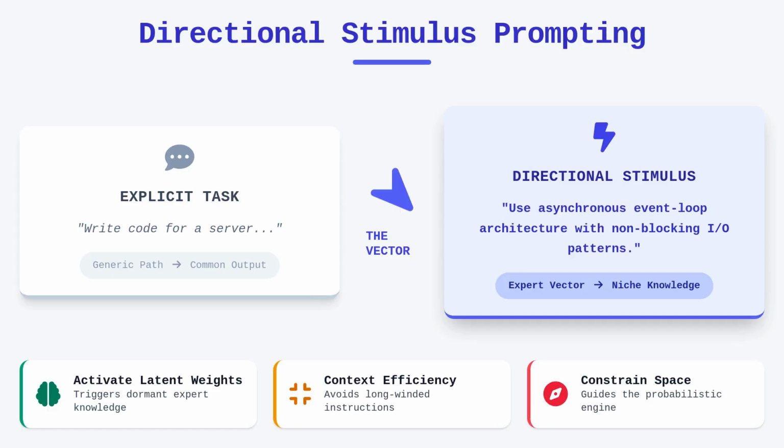By strategically placing these keywords, you serve as a guide for the model's probabilistic engine, forcing it to traverse paths that are more aligned with your technical requirements. This approach is highly effective when you want to avoid contaminating the context window with long-winded instructions that the model might otherwise ignore or misinterpret.